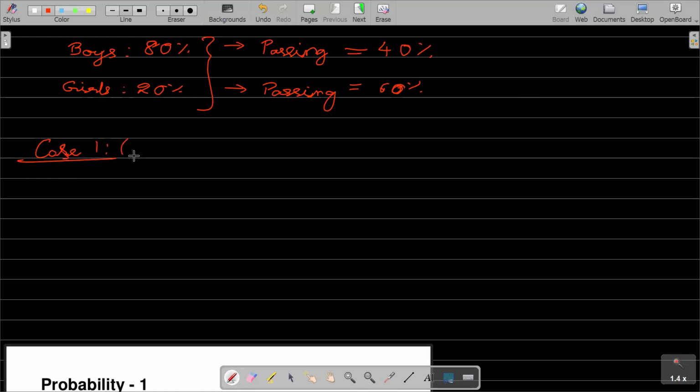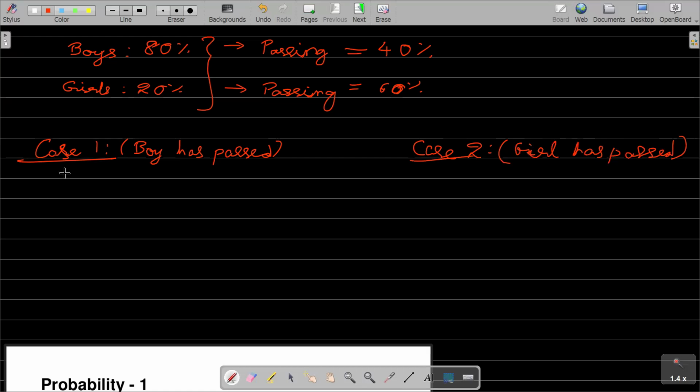Case 1 is the boy has passed. Absolutely right. That the randomly selected student is a boy and that boy has passed. And case 2 is the randomly selected student is a girl and that girl has passed. These are the only 2 ways in which I can get a student who has passed.